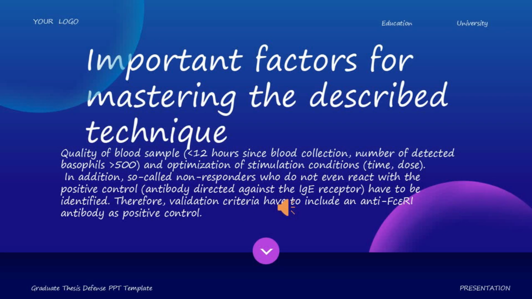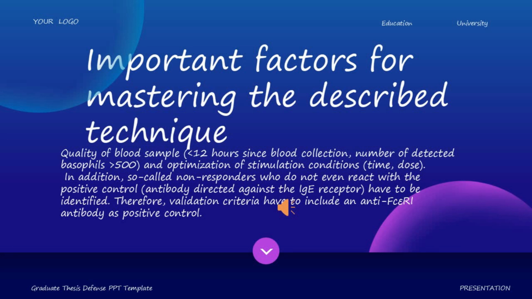Important factors for mastering the described technique: quality of blood sample, less than 12 hours since blood collection, number of detected basophils greater than 500, and optimization of stimulation conditions, time, dose.